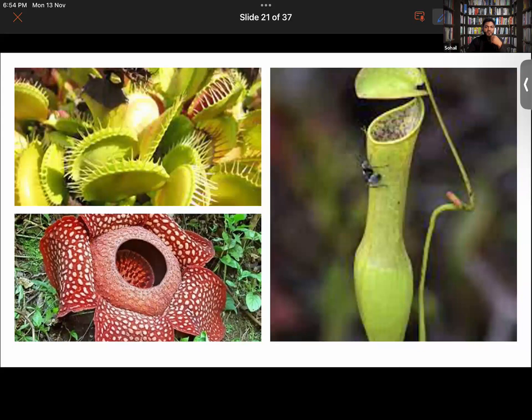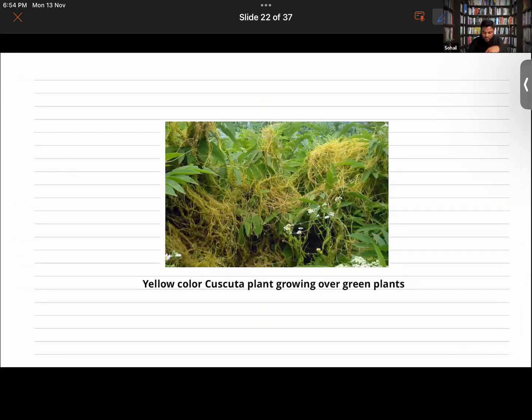Rafflesia is a parasitic flowering plant. It's found in only some countries like Malaysia, Thailand, Indonesia, and the Philippines. Cuscuta is also one example of that. The one which you are seeing over here is an example of Cuscuta.